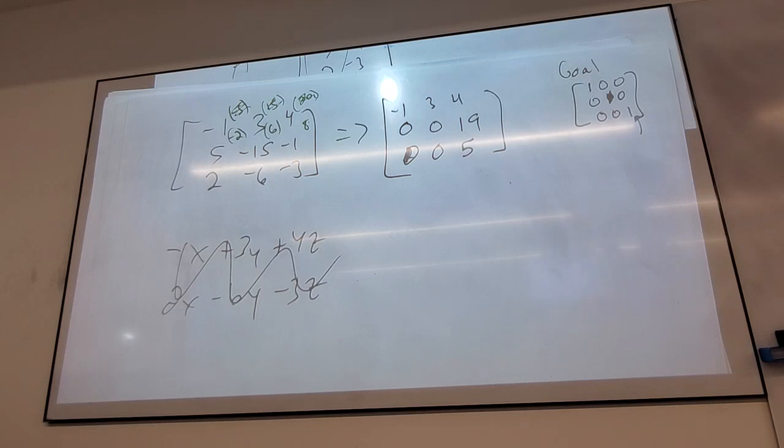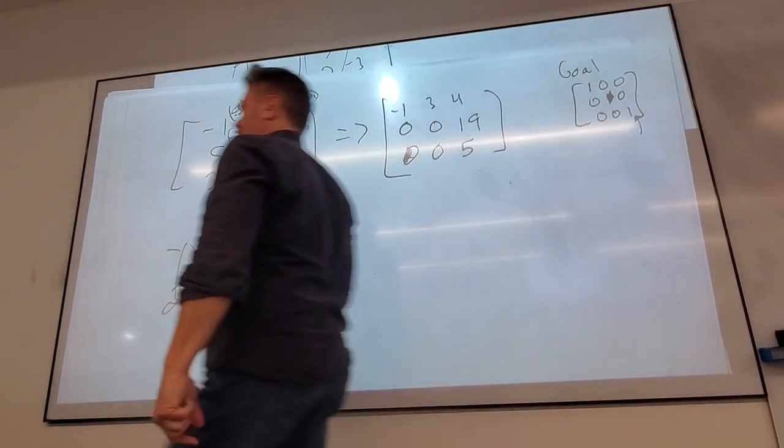Can't I divide both by 19 and 5? You guys see that? I can divide the second row by 19, the third row by 5, yes. Okay.